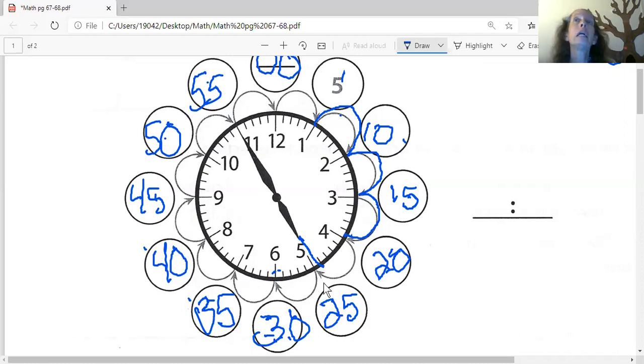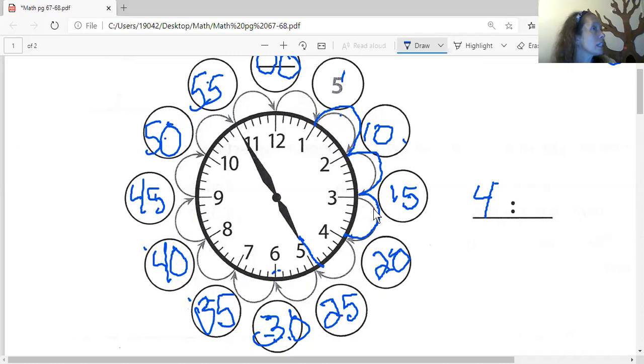And what number comes before 5, KJ? No. What number comes before 5, Rylan? 4. Very good. So your hour is not 5 yet. Your hour is 4. Please write that in. Your hour is not 5 yet. It's only 4. It's not 4 o'clock because it's not pointing straight up.